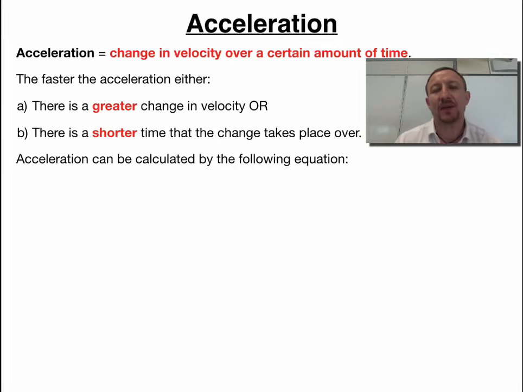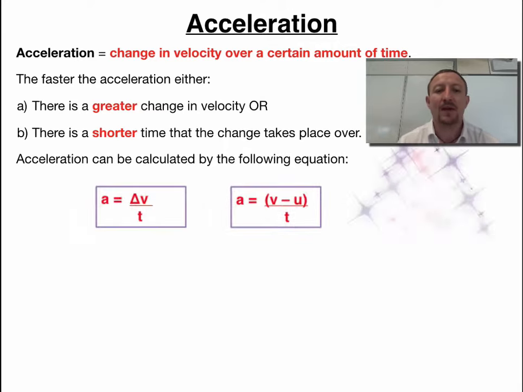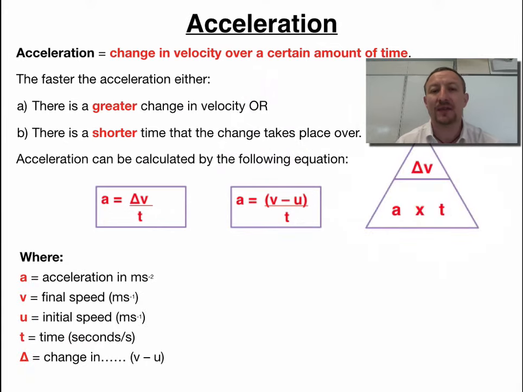Now acceleration can be written as a mathematical formula, shown below. Here we have a equals delta v over t. Delta v just stands for a change in velocity. It's the final velocity minus the initial or starting velocity. The final velocity is given the symbol v, and the initial or starting velocity is given the symbol u. So what we're saying is, what did we start with and where did we finish?